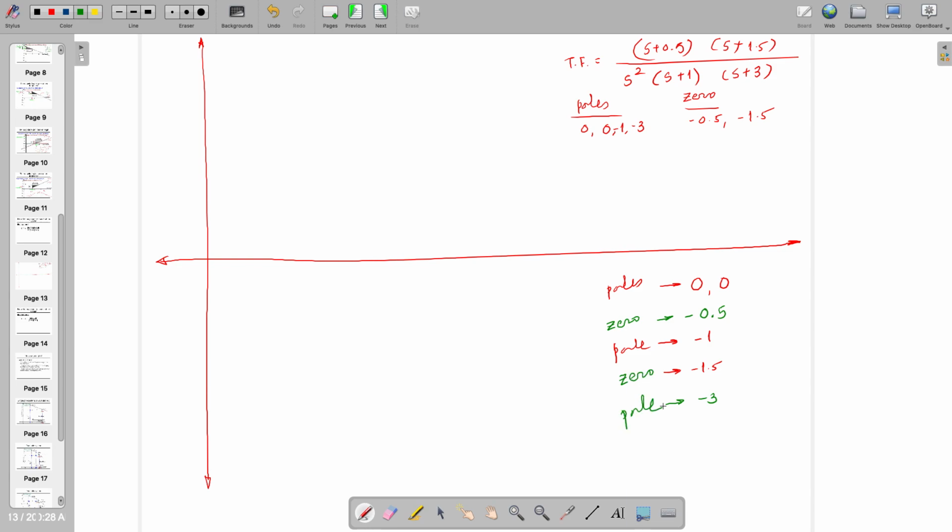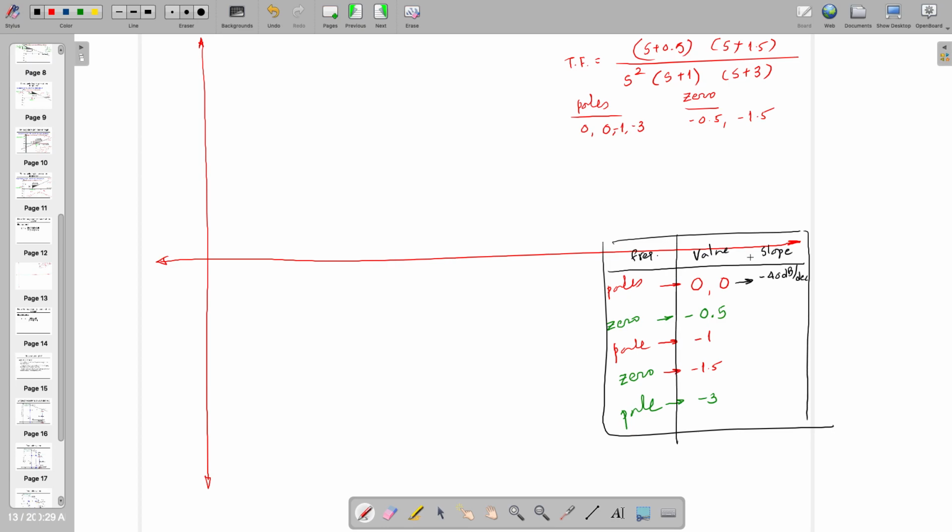Right? So we know that whenever there is a single pole, it's going to contribute how much value of slope? Minus 20 dB per decade, right? For two zeros, minus 40 dB per decade. So just write down somewhere. So let's make this table where you have frequency, value, and slope, right? Something like this.